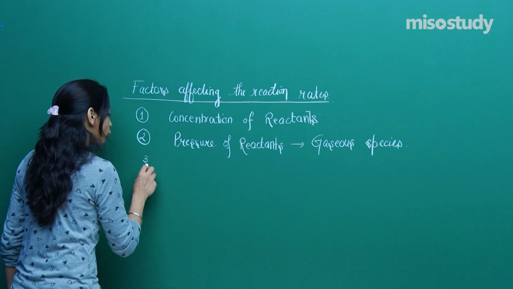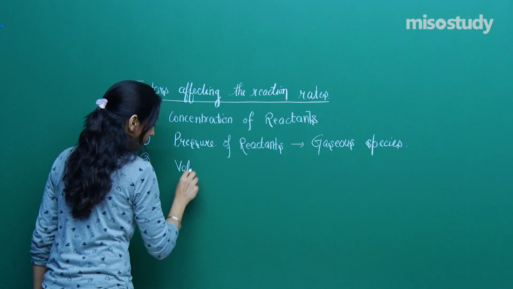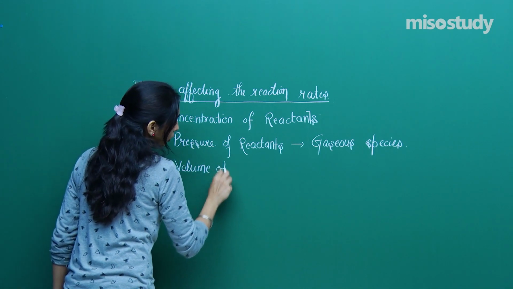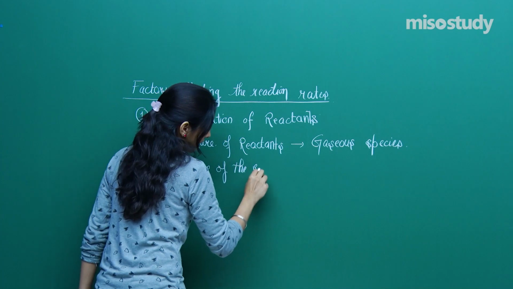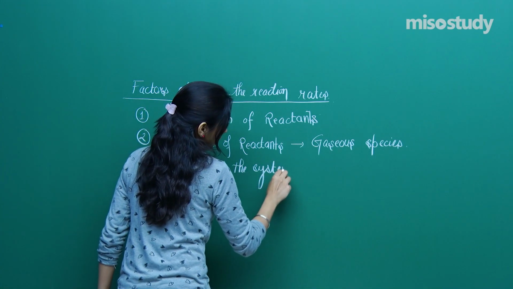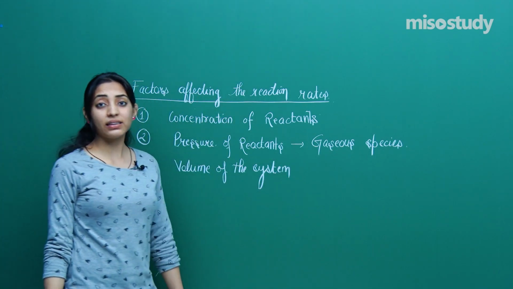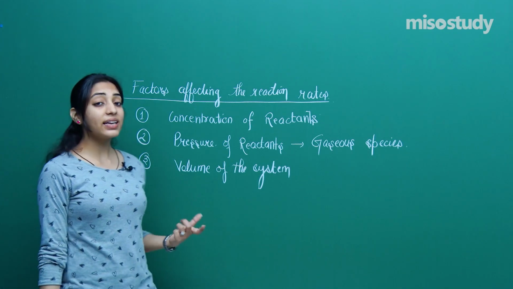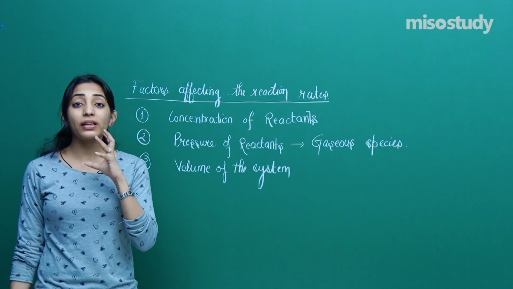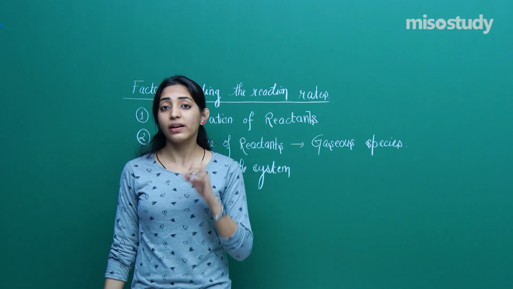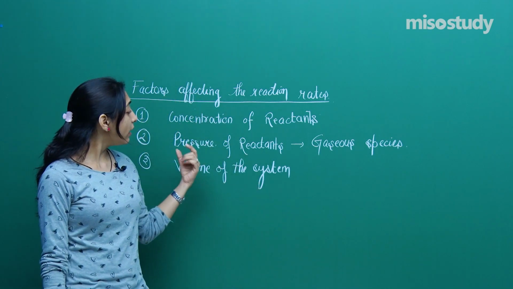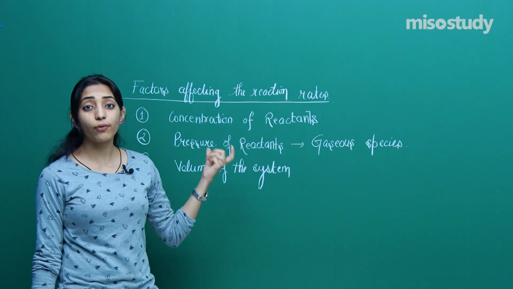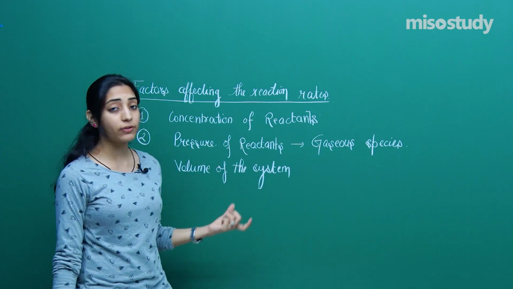After that, we moved on to the volume of the system. So I once again considered the gaseous reactants and the gaseous products, and since a gas will occupy the volume of the container in which it is kept, instead of writing volume of reactants or volume of products, I'm just writing the volume of the system.